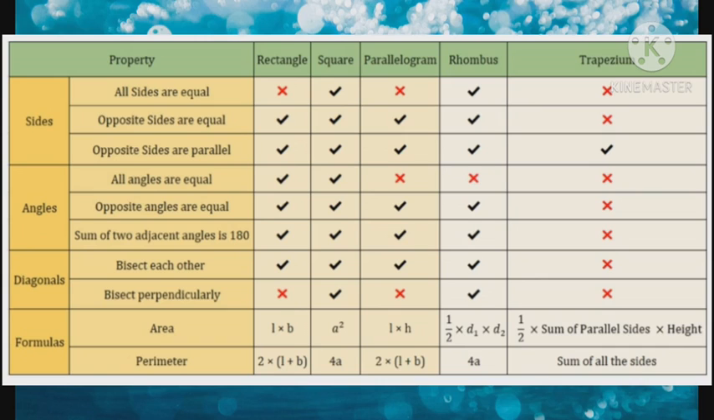Next is perimeter. Perimeter means the sum of lengths of its boundary. So perimeter of rectangle is 2 into length plus breadth. Perimeter of square is 4 into side. Perimeter of parallelogram is 2 into length plus breadth. Perimeter of rhombus is again 4 into side. And perimeter of trapezium is the sum of all the sides of trapezium.